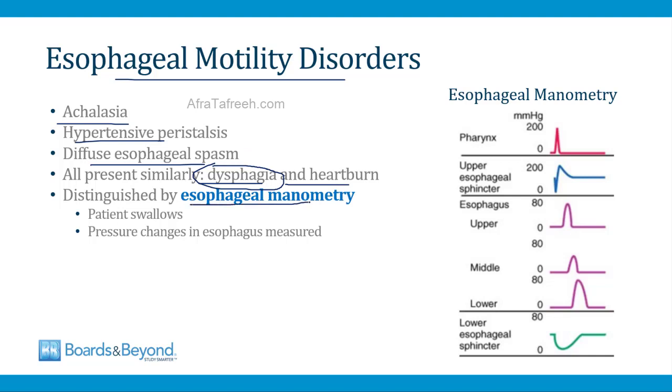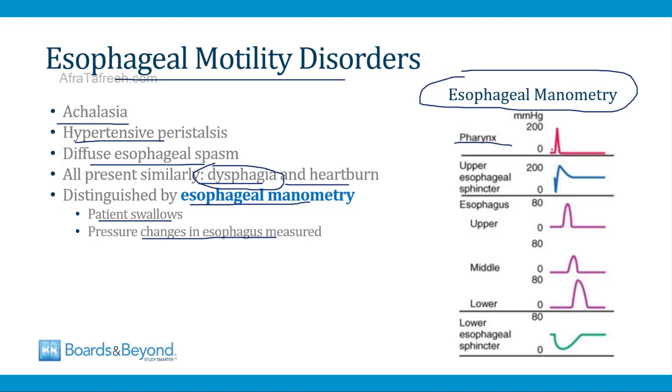This involves placing a probe into the esophagus and then asking the patient to swallow, and the probe notes the pressure changes in the esophagus as the patient swallows. Shown on this slide is an example of the results of an esophageal manometry test. You can see that in the pharynx, initially there's very low resting pressure, but then the pressure goes up and down as the patient swallows.